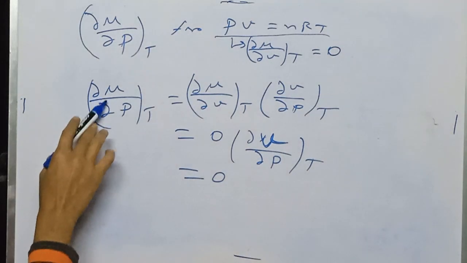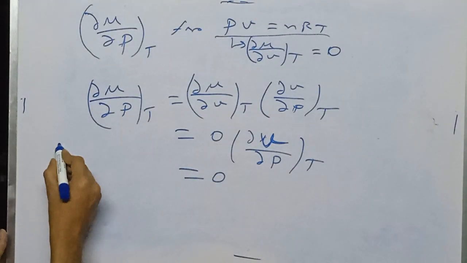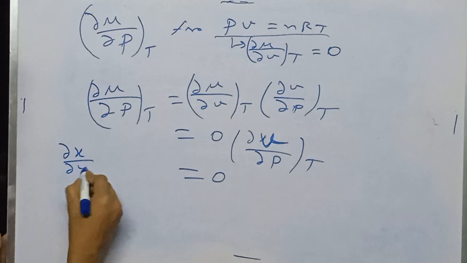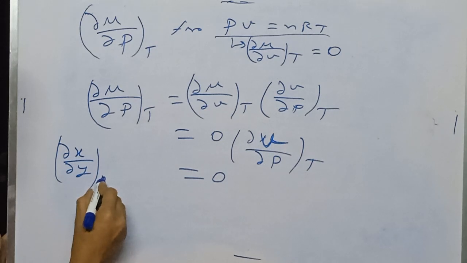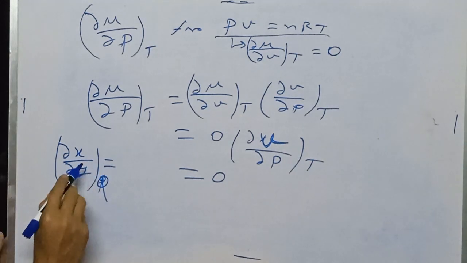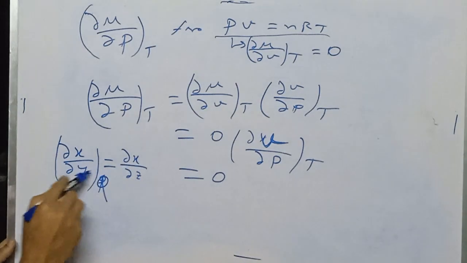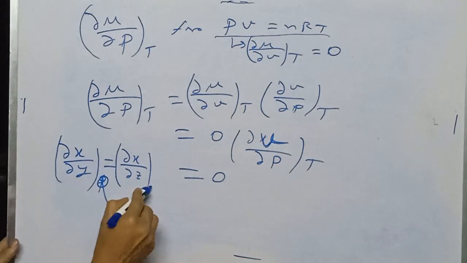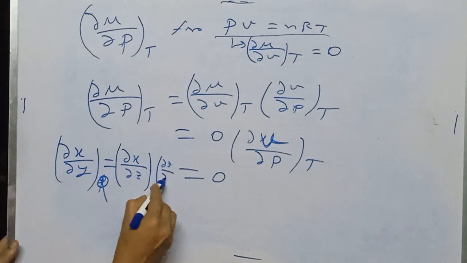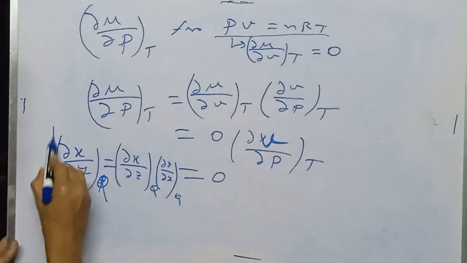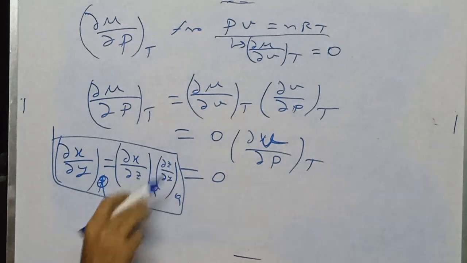So here only one thing: ∂U/∂P at constant T is equal to ∂U/∂V at constant T into ∂V/∂P at constant T, because for anything, say ∂x/∂y at constant q, you may write this as ∂x/∂z, where you arbitrarily choose this variable z, at constant q, into ∂z/∂y at constant q.